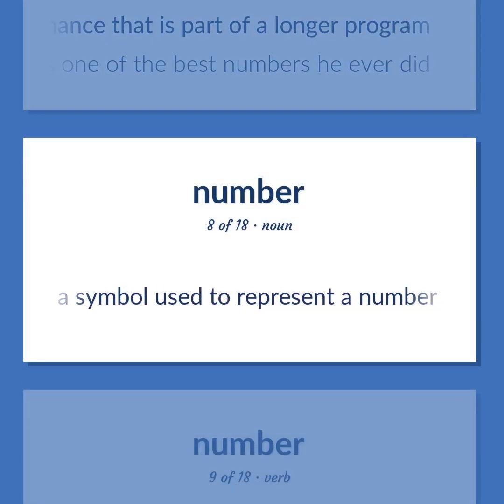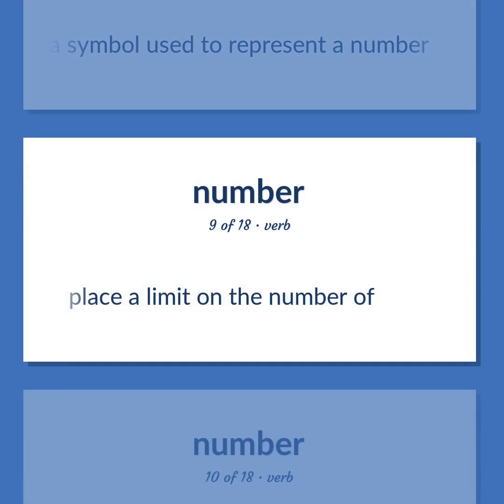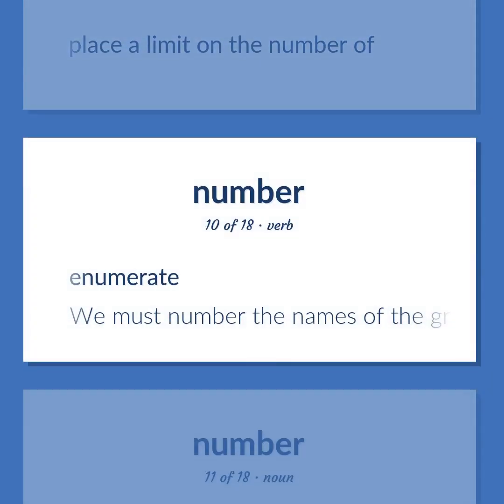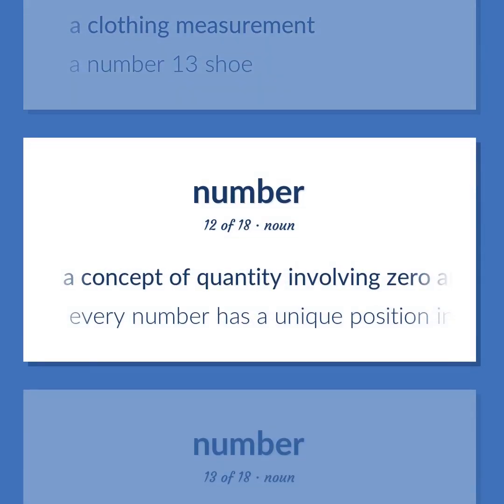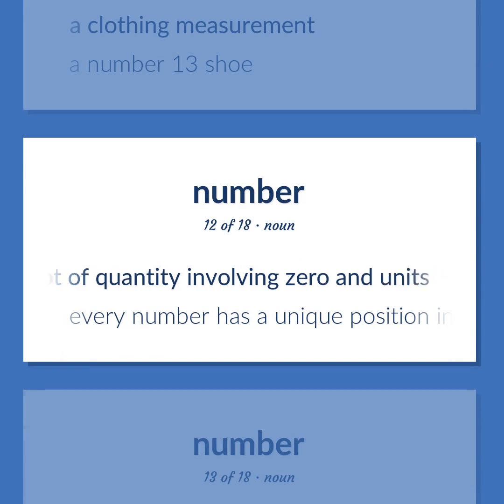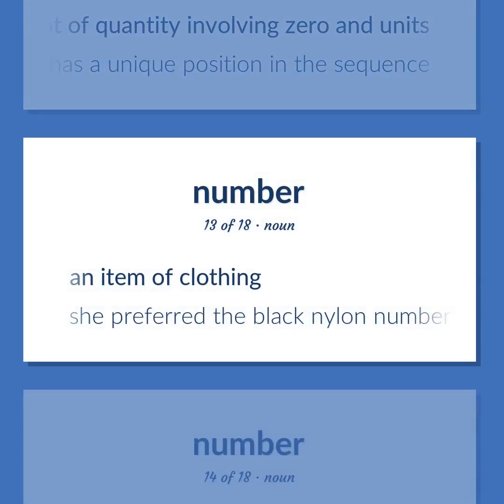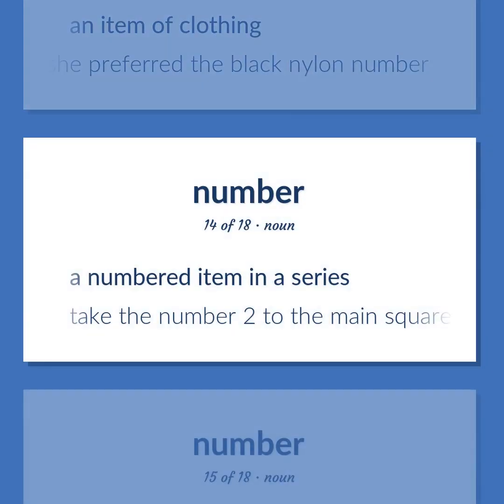A symbol used to represent a number. Place a limit on the number of. Enumerate. We must number the names of the great mathematicians. A clothing measurement. A number 13 shoe. A concept of quantity involving zero and units. Every number has a unique position in the sequence. An item of clothing. She preferred the black nylon number. A numbered item in a series. Take the number 2 to the main square, then change to the number 5.